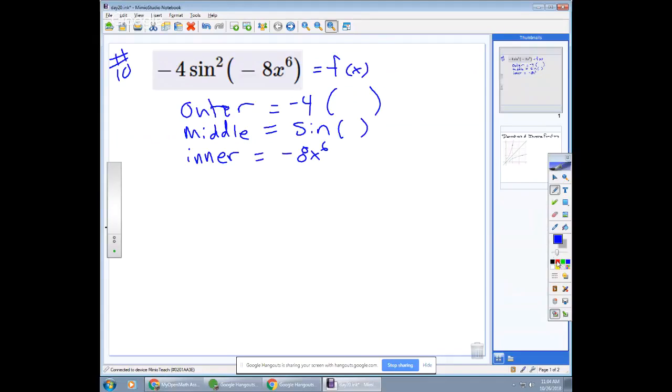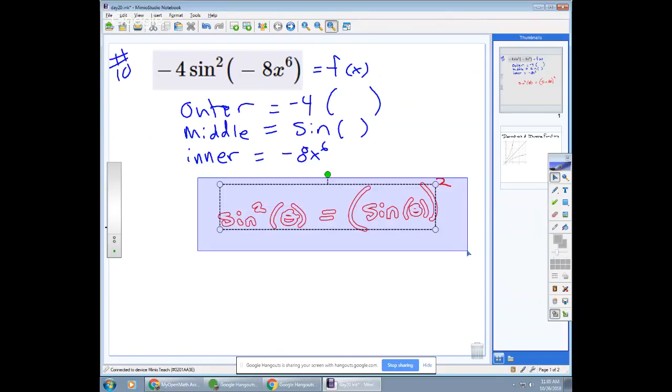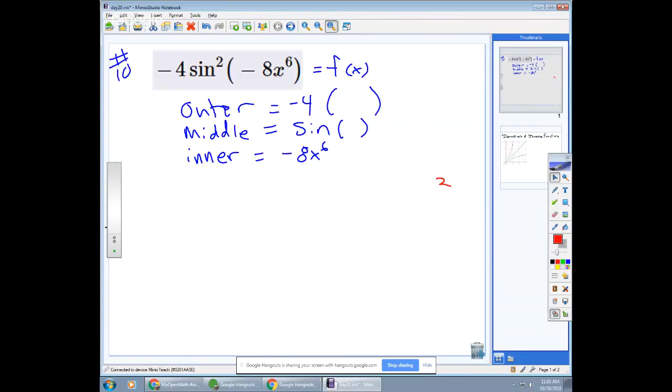So just a side note on that. Anytime you see something like the sine squared of whatever, technically what that means is the sine of the angle squared. Okay, so this is just shorthand notation for squaring the whole thing. And we need to consider that.